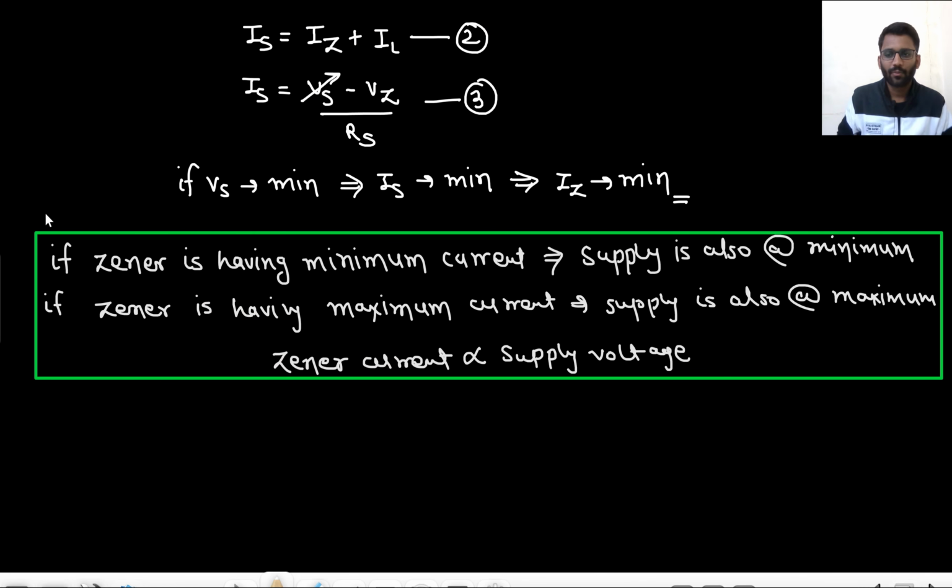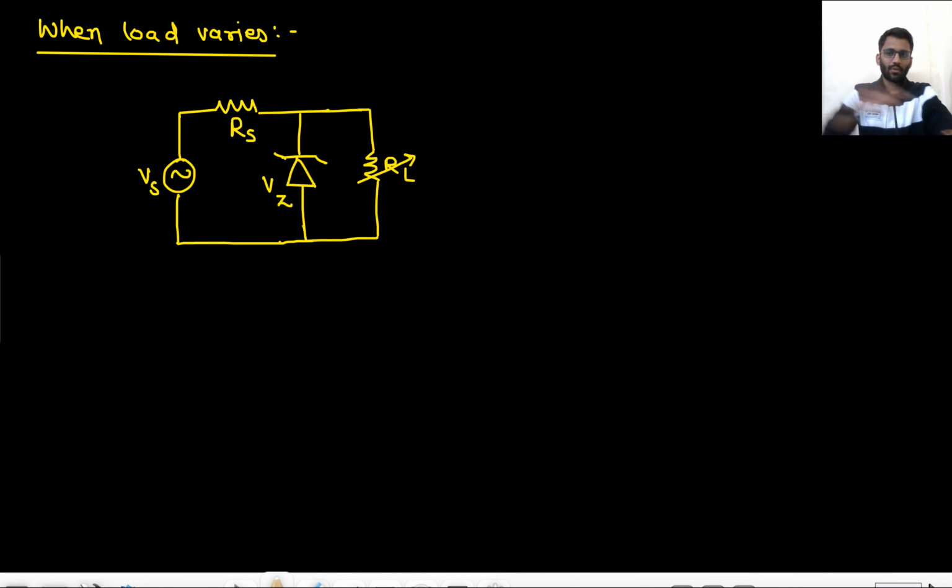Very important point. Many times students get confused, because now your load will vary this time. Your supply is fixed, VS is fixed. It's like a battery, not varying. VS is fixed now, but your load is varying.